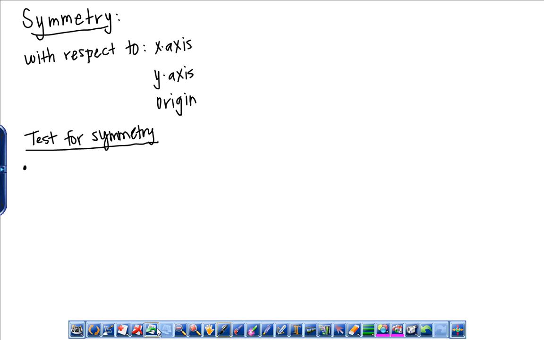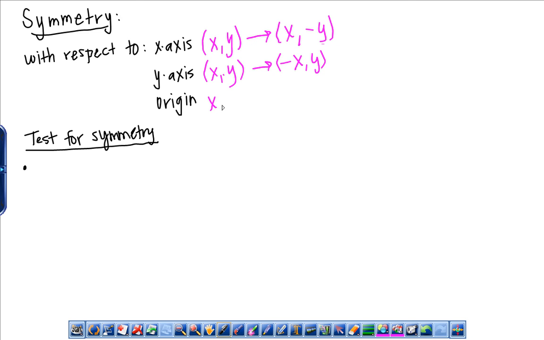Okay, this last one is talking about symmetry with respect to the x-axis. If you have an ordered pair x, y, then you're going to have x comma negative y. And again, if it is with respect to the y-axis, so if you start with x comma y, then you would have negative x, y. Okay, if it is symmetric to the origin, then your ordered pair would be negative x, negative y.